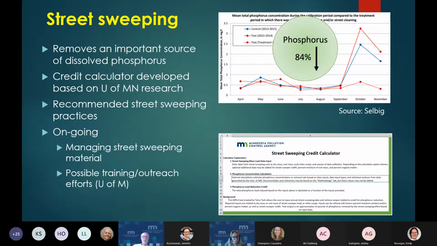So we have the street sweeping calculator. If you're a city, you can now go out, and if you can measure, and there are some easy guidance, hopefully relatively easy guidance to follow, you can measure the weight or volume of material you're collecting. You can plug that into this calculator and it'll spit back pounds of phosphorus that you are reducing. And behind all of this, we've got several pages on guidance, best practices for managing street sweeping.